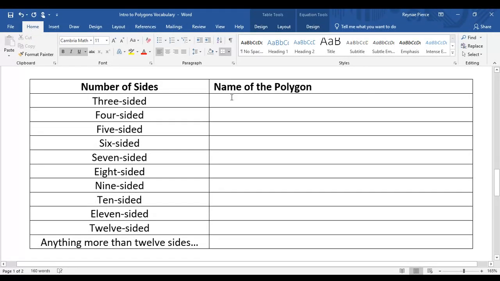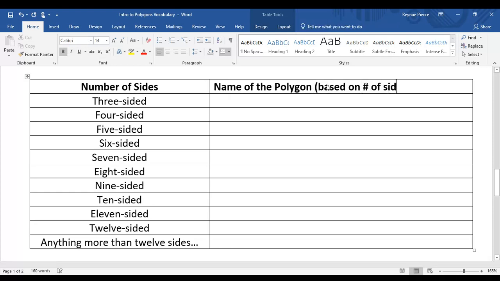Okay, now when we name polygons, remember, it's based on the number of sides. So any 3-sided polygon is called a triangle. Okay, a 4-sided polygon, like a square or a rectangle or a parallelogram. Okay, those are all examples of quadrilaterals. All right, quad meaning 4, lateral meaning sides. Okay, 5-sided polygons are called pentagons. 6-sided are called hexagons.